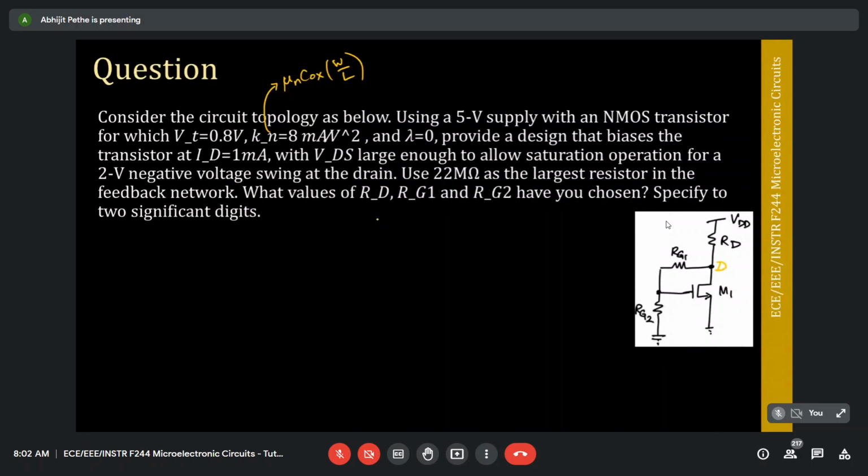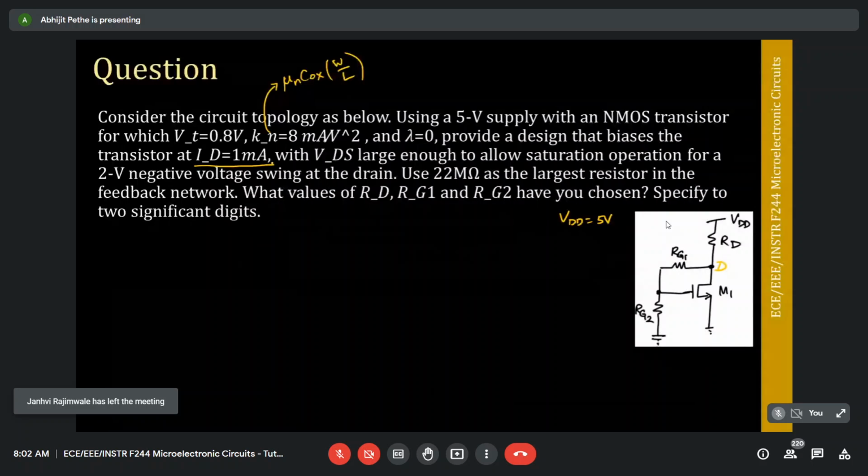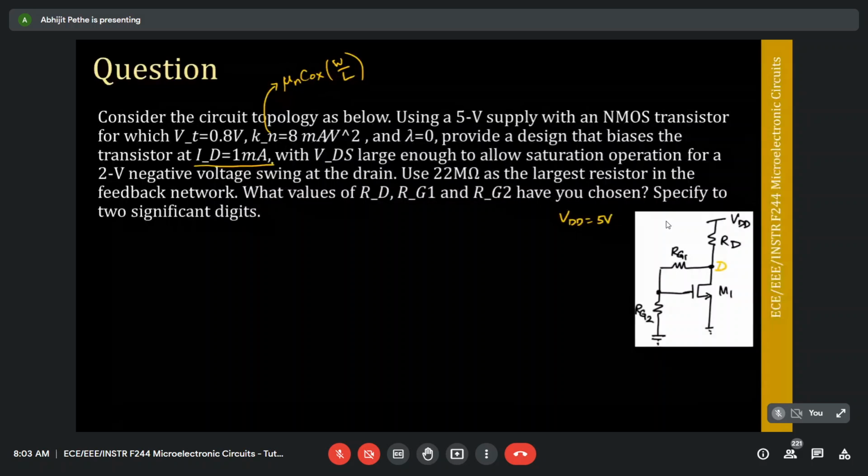So we have a 5-volt VDD. Yeah, VDD is 5 volts, and we have 2 volt swings, so our minimum VD can be up to 3 volts. No, think about it. You also want the transistor to carry 1 milliamp, right? Yeah, 1 milliamp bias condition. So VDS will be VDD minus ID RD, right? That's fine. So that will have the swing. Not VDD. What does the swing mean? The fluctuation in voltage.